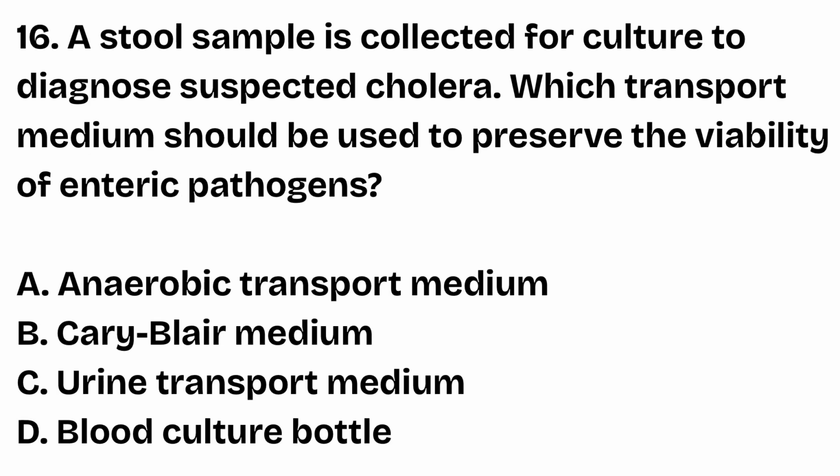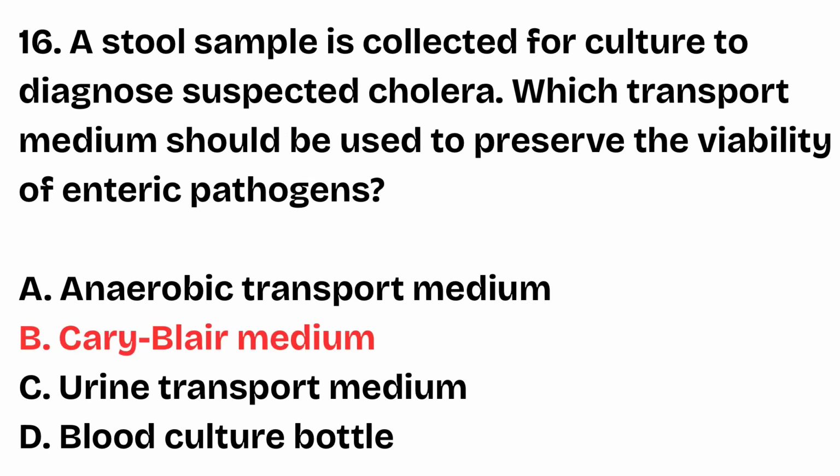Question number 16. A stool sample is collected for culture to diagnose suspected cholera. Which transport medium should be used to preserve the viability of enteric pathogens? Anaerobic transport medium, Cary-Blair medium, urine transport medium, blood culture bottle. The right answer is option B, Cary-Blair medium. For suspected cholera, the stool sample should be transported in Cary-Blair medium because it preserves enteric pathogens like Vibrio cholerae and prevents them from dying during transport.